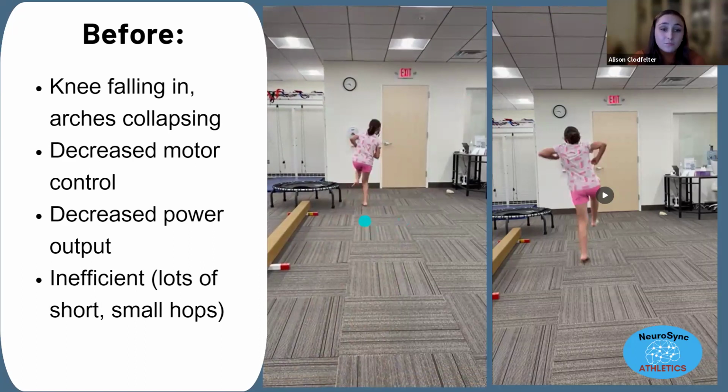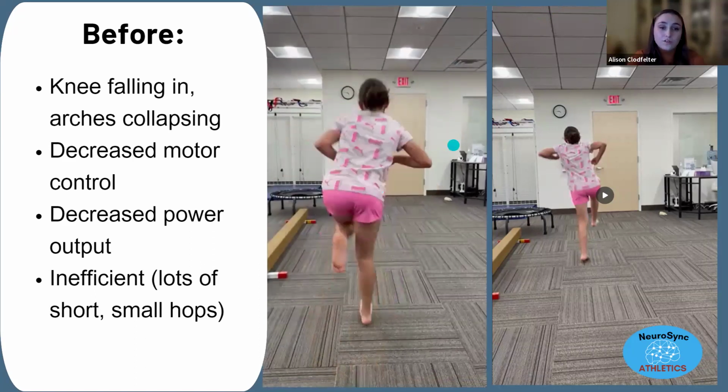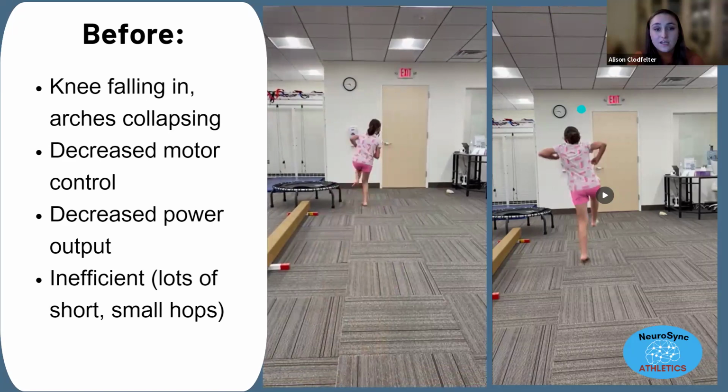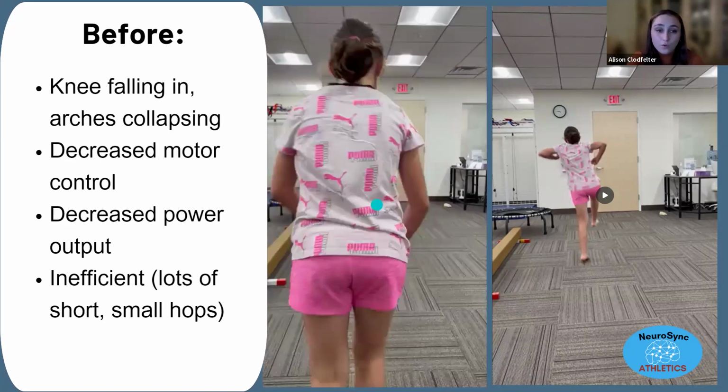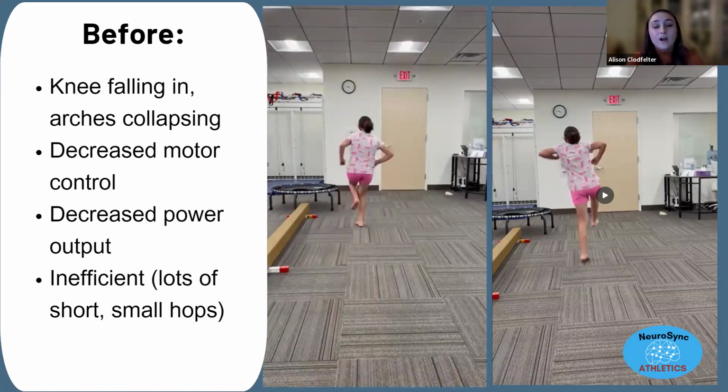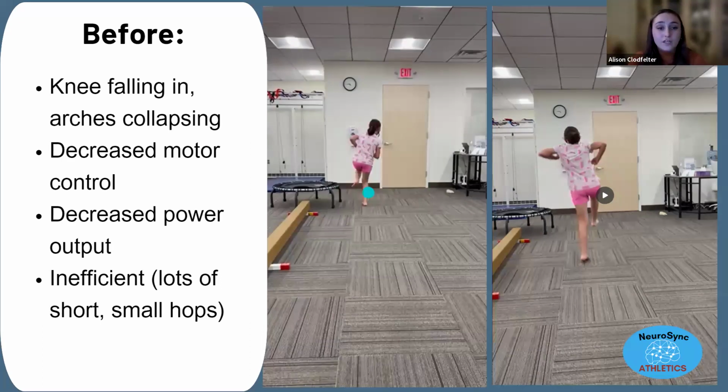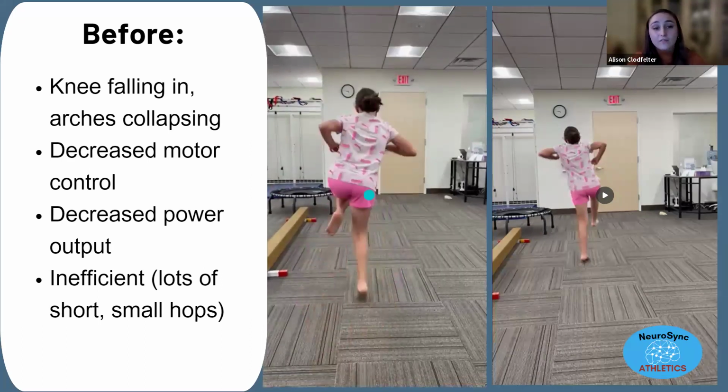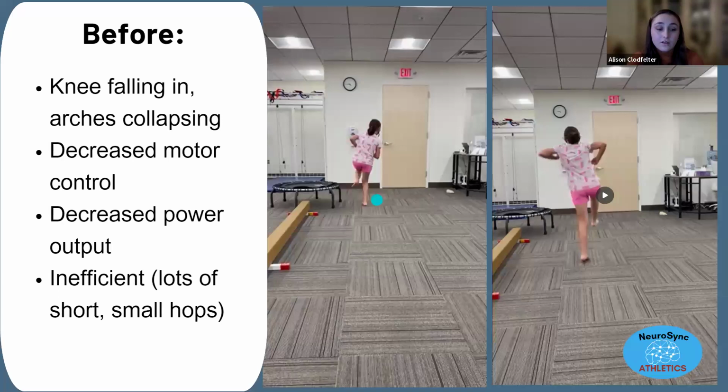She has decreased motor control. So you can see, again, seen in those knees and ankles, how her legs are kind of all over the place there. Her trunk has to lean way over to keep her balance. She's just not very in control of her body here.